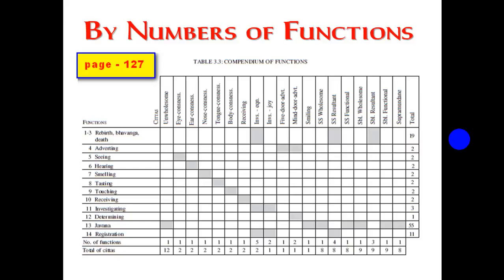How about seeing function? We have only two chetas here also: two types of eye consciousness. If we see unpleasant things outside, it is because of our unwholesome deed, akusala. If we see pleasant things with our eye, that is because of kusala, wholesome deeds. So for seeing function, we have two types of chetas. Likewise, we have two types of hearing consciousness, and two types of cheta perform the functions of smelling, tasting, and touching.